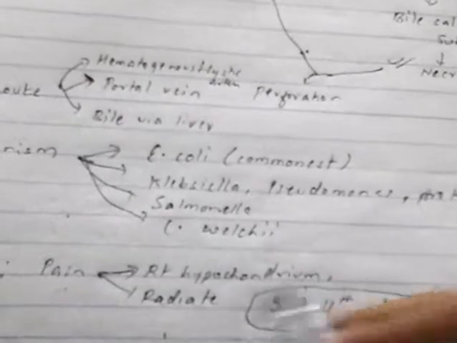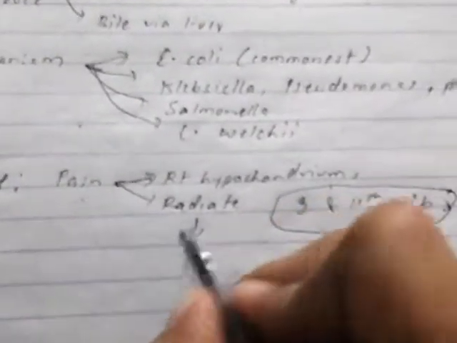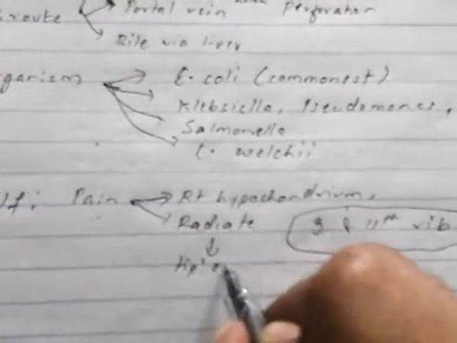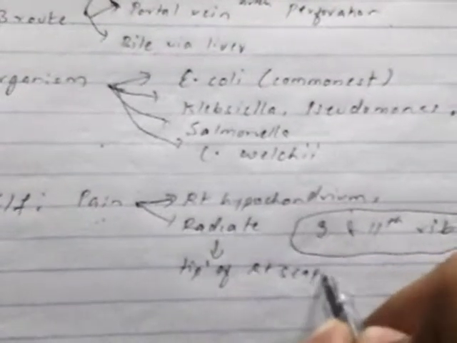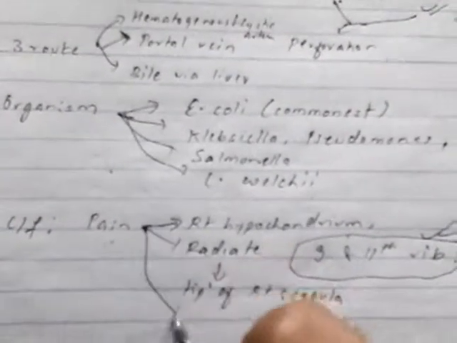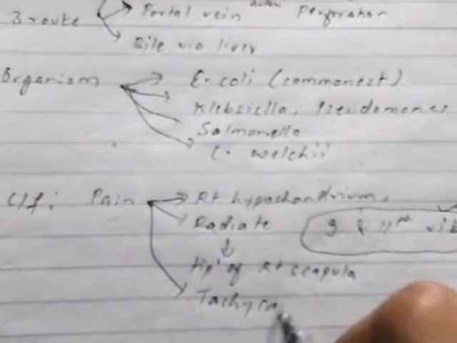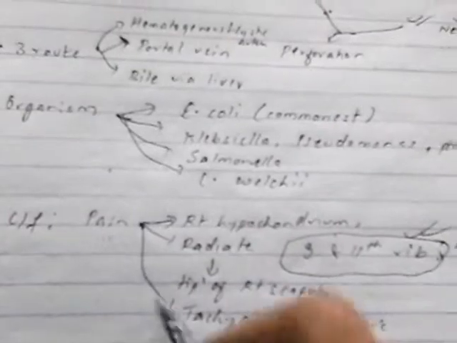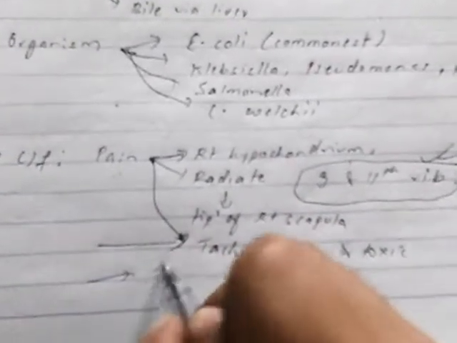The pain in the right hypochondrium can also radiate to the tip of the right scapula. Boas sign will be positive, and there can be tachycardia and toxic features. Fever can be there, tachycardia, toxic look and pain. These are the most important signs.